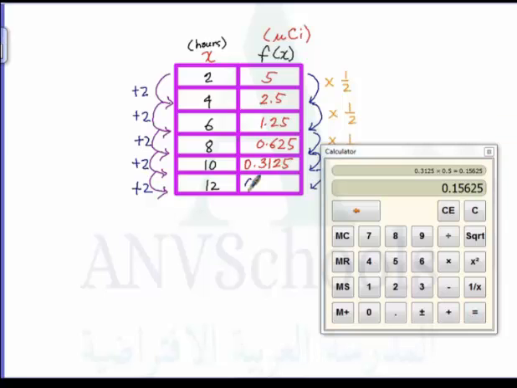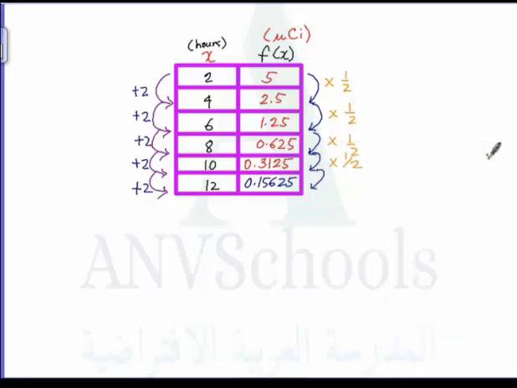Therefore, after 12 hours, so if x is 12, then f of 12 is equal to 0.15625 microcurie. Okay, so that is our answer for letter A.